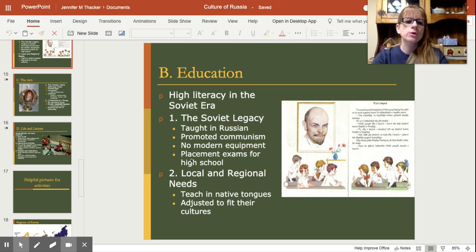They were very old school. And when I say old school, I mean like small books, pencils, chalkboards. They had no modern equipment, technology. And then you had to test to get into high school. So not everyone had a high school diploma.